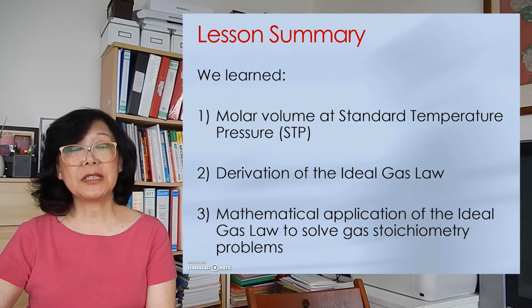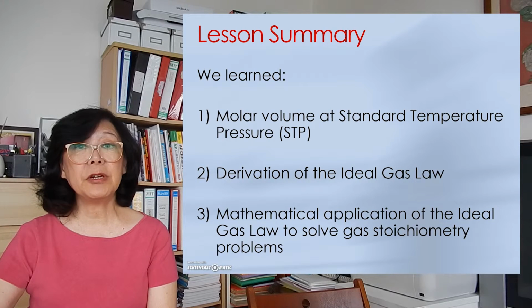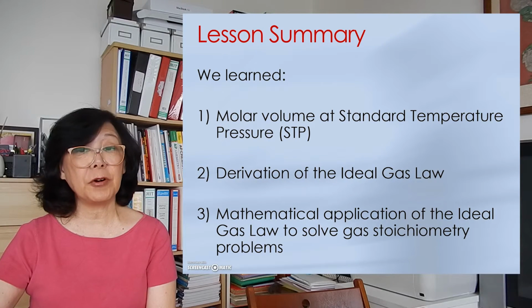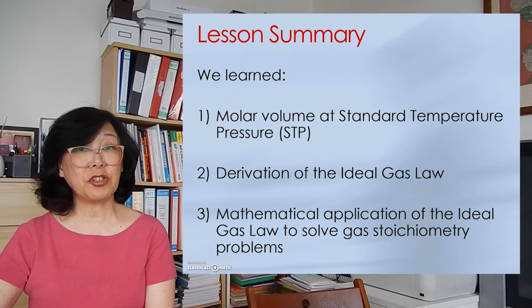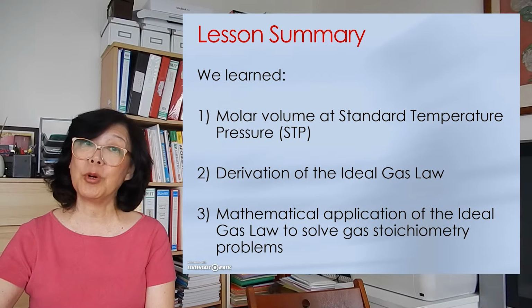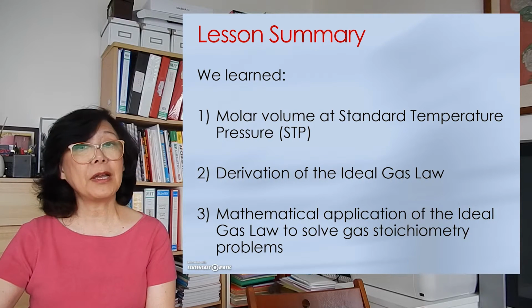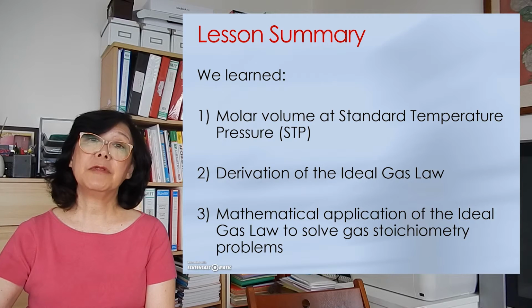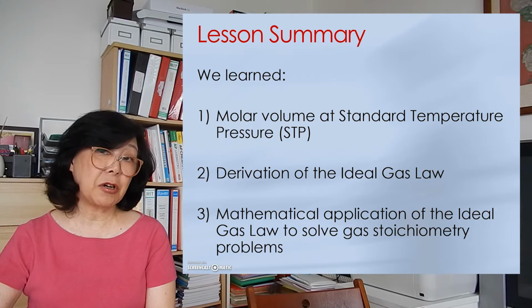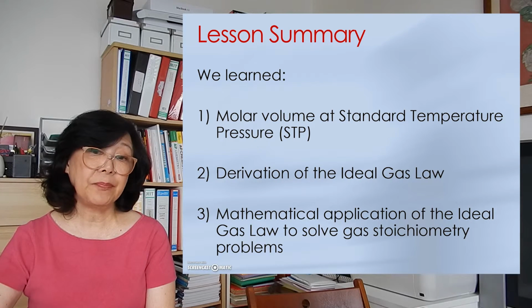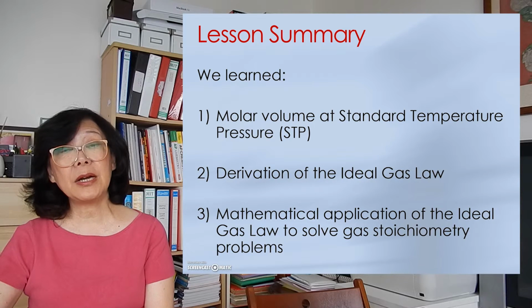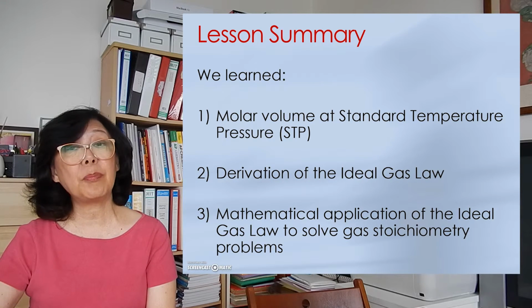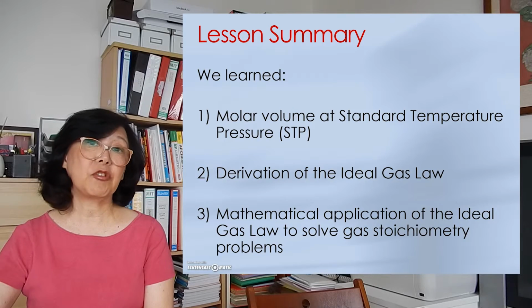To sum up the lesson that we have learned today, 1, we learned the definition of molar volume as standard temperature and pressure, that is 0 degrees C and 1 atmospheric pressure, occupying a volume of 22.4 liter for 1 mole of any ideal gas. Secondly, we learned how to derive the ideal gas law, PV is equal to nRT. And lastly, we applied the ideal gas law mathematically to solve problems in gas stoichiometry.